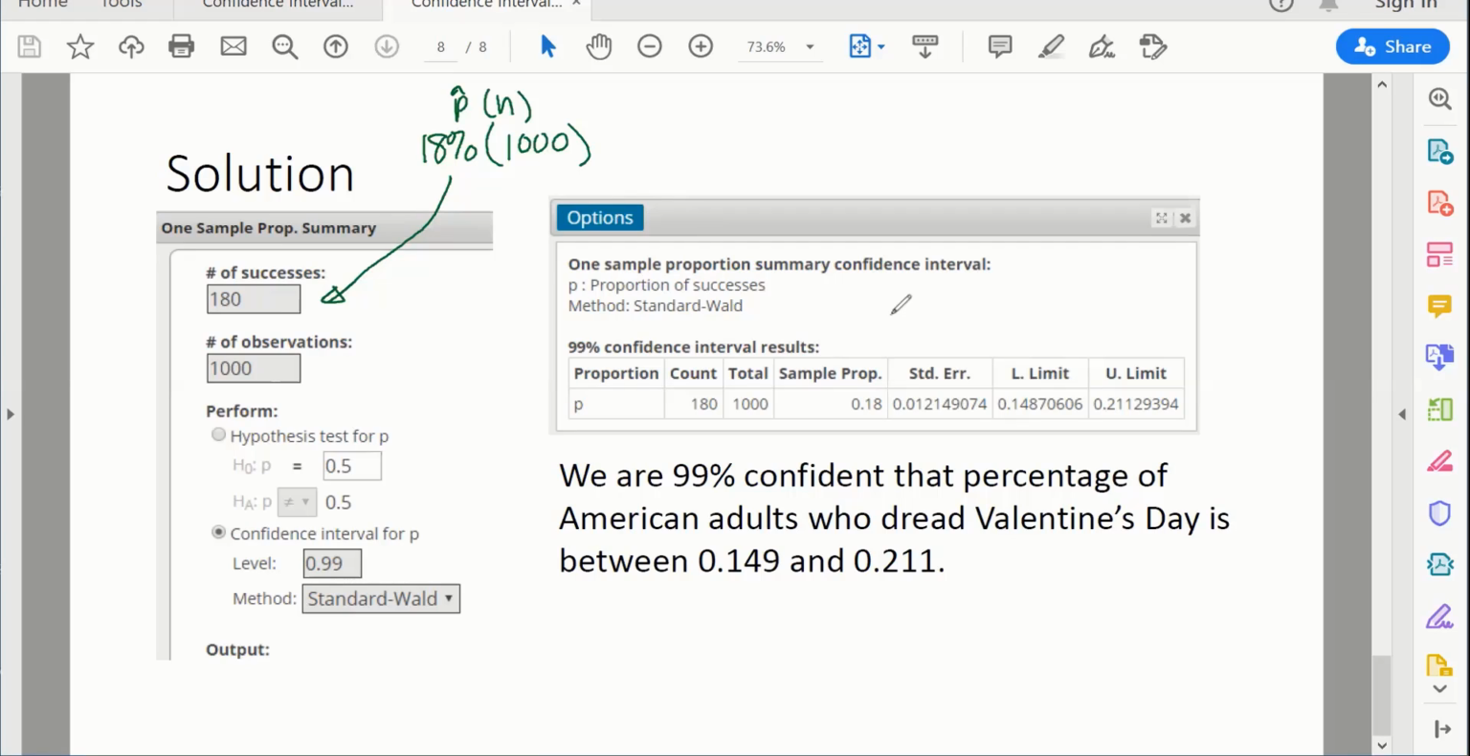And then we'll put that in, and the 99%, and we get our lower and our upper limit. So we're 99% confident that the percentage of American adults who dread Valentine's Day is between 0.149 and 0.211. So 14.9 to 21.1%. Any questions?